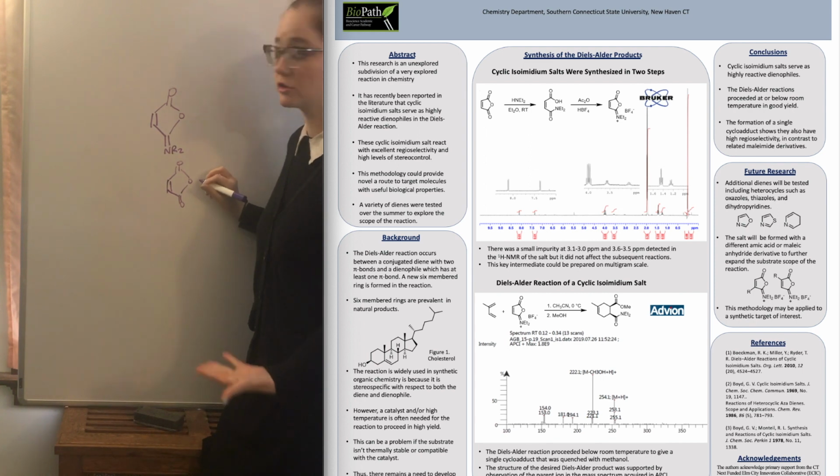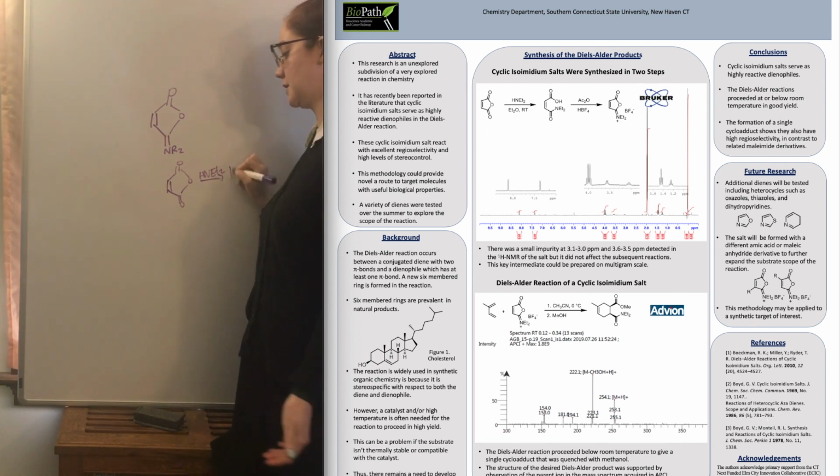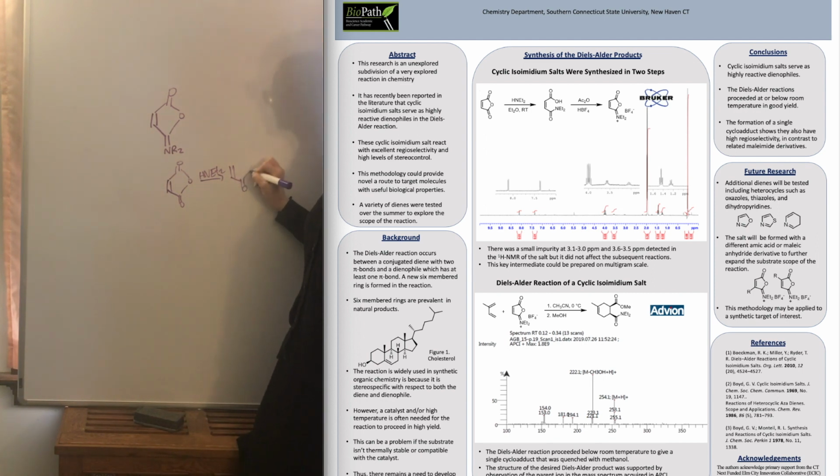This reaction is also on my poster, by the way. And then take diethylamine to make the amic acid. This gave me a little bit of trouble because it had a tendency to turn into an amine salt, but eventually it did happen. And then to go on to the reaction for the salt, treat it with HBF4, and you have your salt.